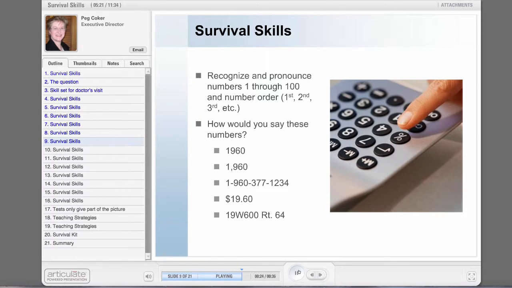Also make sure that your student understands ordinal numbers like second, third, and fourth. Help them clearly pronounce numbers that sound similar like second and seventh so that they're not misunderstood.